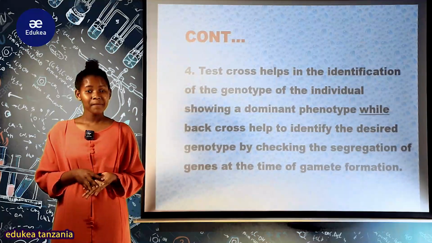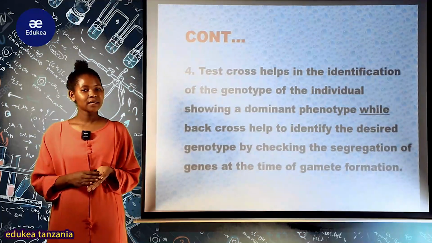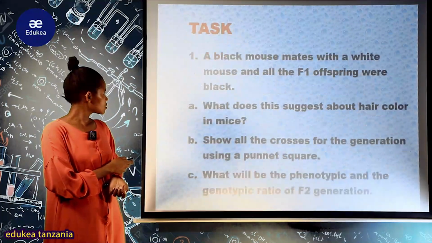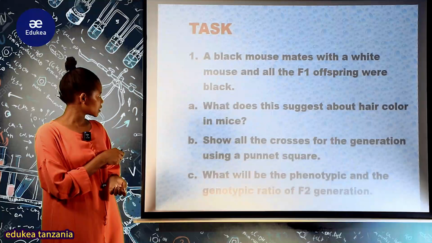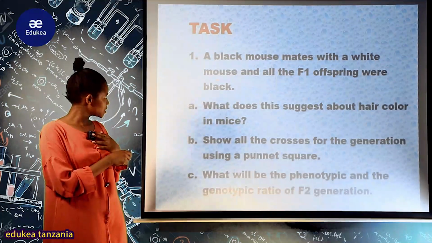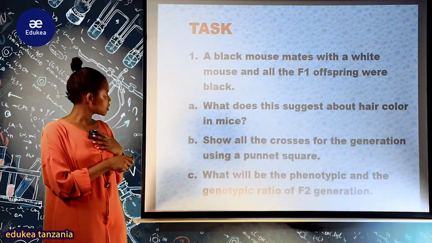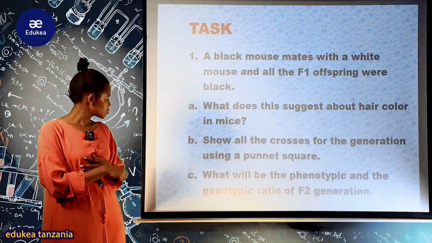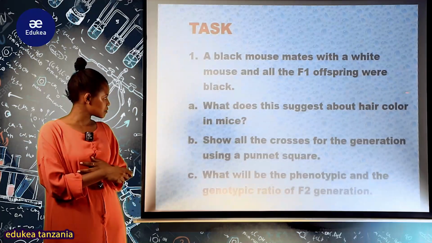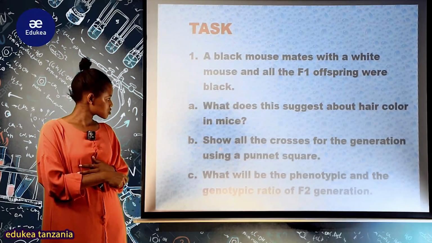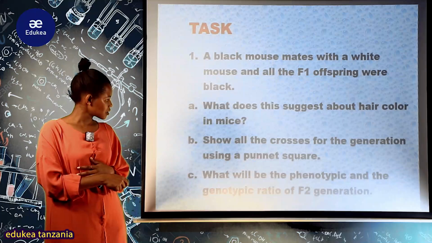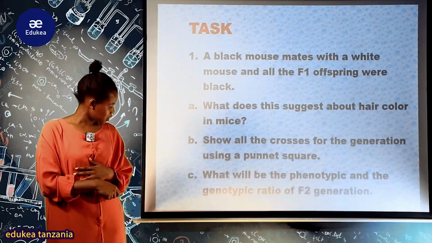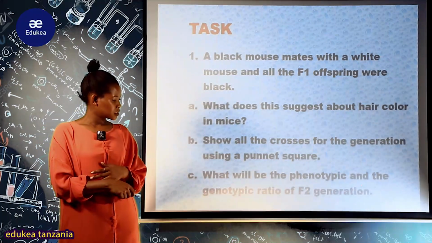And here marks the end of our good session. And now I would like to welcome you to pass through these various questions so that you can understand it well. Nataka ufanye hili swali in which a black mouse mates with a white mouse and all the F1 offspring were black. I need you to tell what does this suggest about hair color in mice. Also show all the crosses for the generation using a Punnett square, as well as what will be the phenotypic and the genotypic ratio of F2 generation.